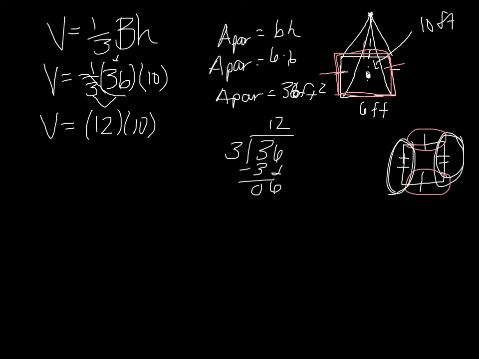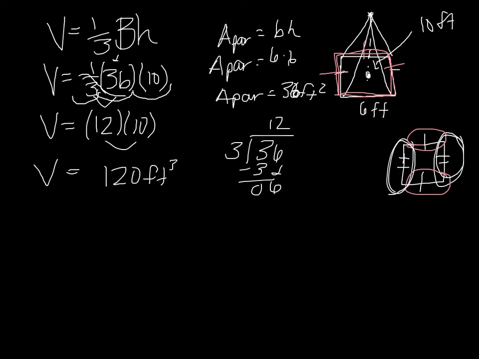And remember, the reason why I don't have to multiply 36 and 10 first is because I'm multiplying 1/3 times 36 times 10. And remember, we have our good old friend, the commutative property of multiplication, which says it doesn't matter which one we do first, as long as they are all multiplying. Okay, 12 times 10 is 120. So our volume equals 120 feet cubed.